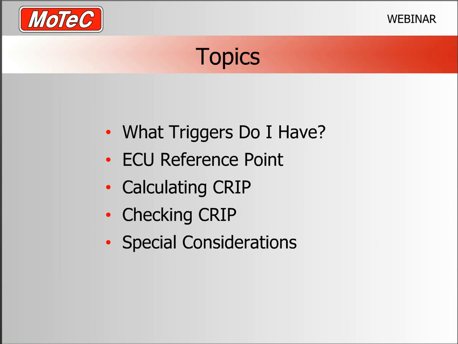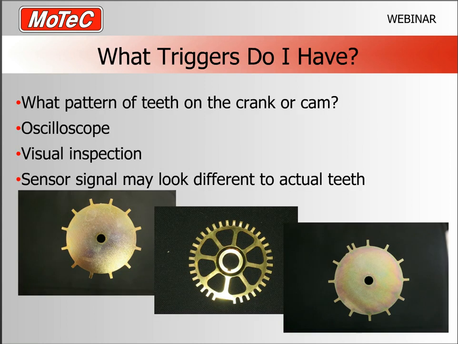The topics I will be going over today are: what triggers do I have? What is actually on the engine? The ECU reference point, which is an explanation of what the ECU is actually looking for. Calculating CRIP, or calculating crank index position. Checking the crank index position, and some notes at the end on some special considerations for various different current style and even much older style crank and cam trigger patterns.